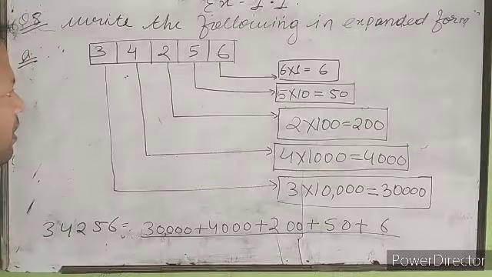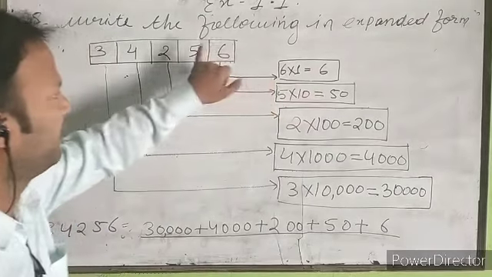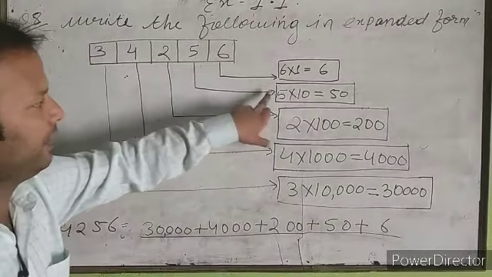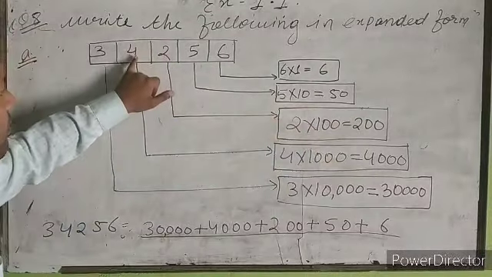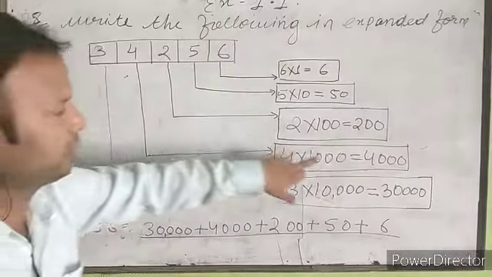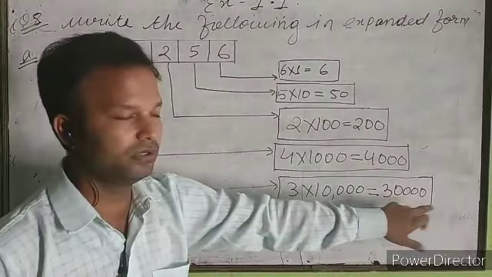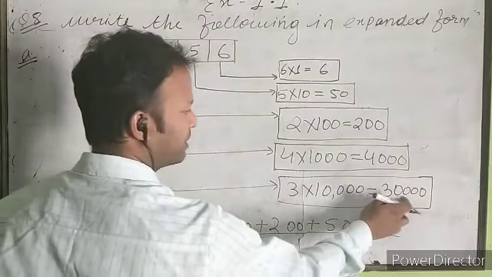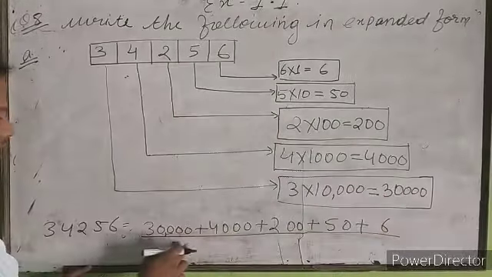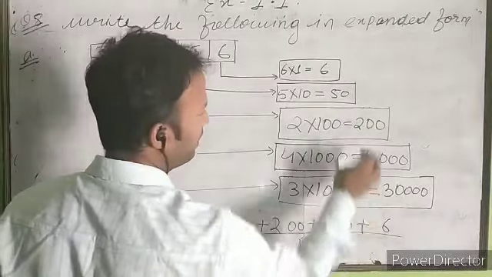It's very simple. According to this, ones means 1, 6 into 1, 6. Then tens, 5 into 10, 50. Then 100, 2 into 100, 200. Then thousands, 4 into 1000, 4000. Then 10,000, 3 into 10,000, 30,000. Then you can expand it like this only. From starting onwards, you can write 30,000 plus 4,000 plus 200 plus 50 plus 6.